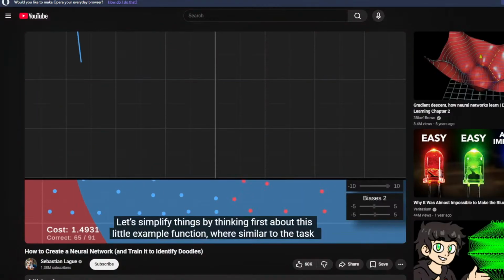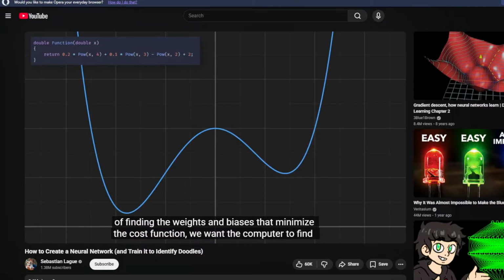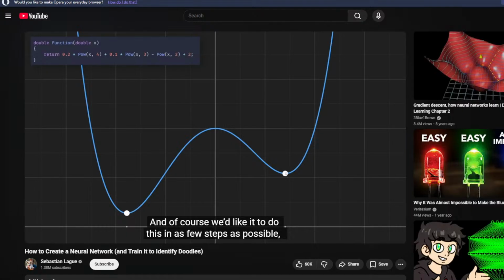Let's simplify things by thinking first about this little example function, where, similar to the task of finding the weights and biases that minimize the cost function, we want the computer to find the input value that results in the smallest output, or at least some reasonable alternative. And of course, we'd like it to do this in as few steps as possible, not just calling the function millions of times until it finds a good answer.